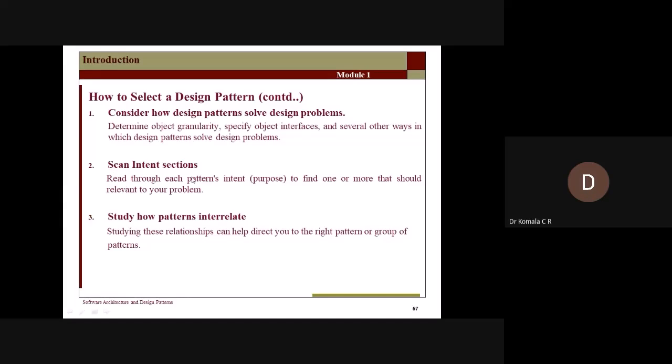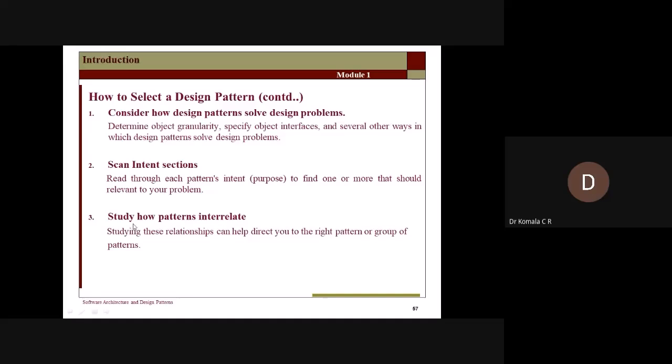So I will scan the sections. Sections means the different design patterns whatever I have. So I will scan what is the purpose of pattern 1, what is the purpose of pattern 2, what is the purpose of pattern 3, and so on. If I know the purpose, then I will choose the required patterns for the problem to be solved.